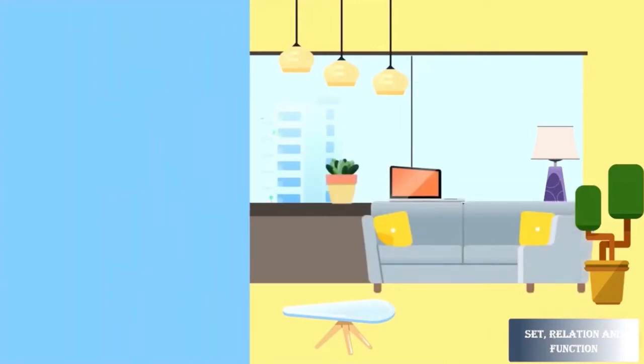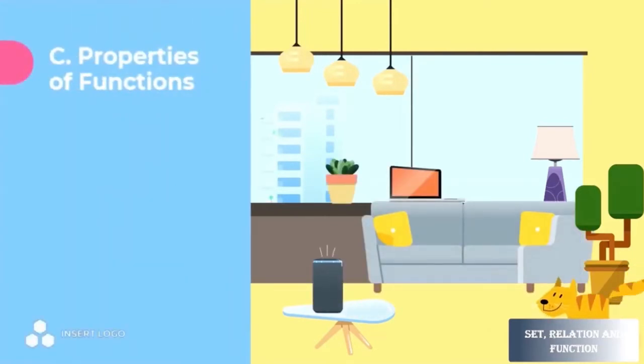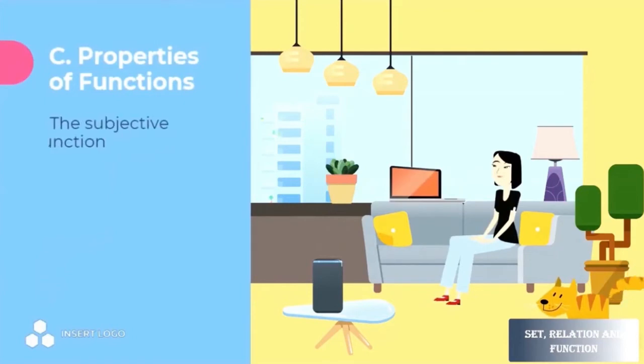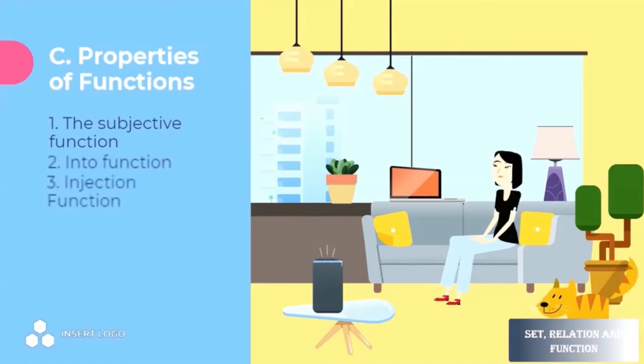So, C. We will talk about properties of function. The first one we will talk about is the surjective function. The second one is the injective function. The third one is the bijective function. And the last one is the function inverse.